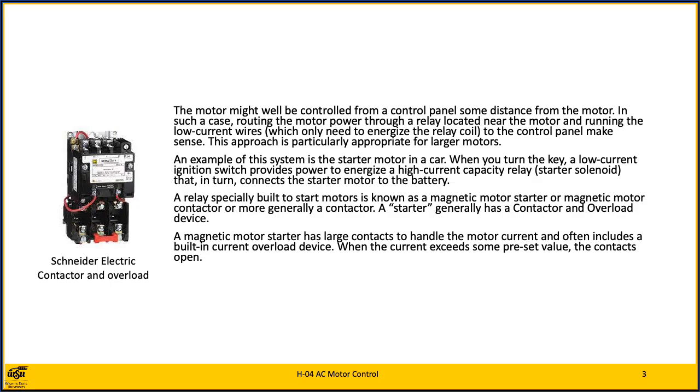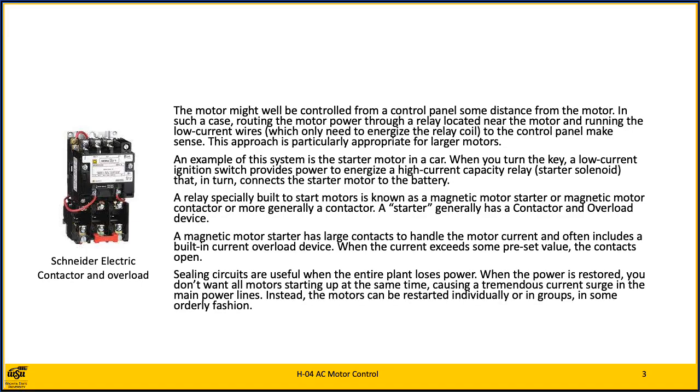A magnetic motor starter has large contacts to handle the motor current and often includes a built-in current overload device. When the current exceeds some preset value, the contacts open. Besides safety reasons, sealing circuits are useful when the entire plant loses power. When the power is restored, you don't want all the motors starting up at the same time, causing a tremendous current surge in the main power lines. Instead, the motors can be restarted individually or in groups in some orderly fashion.